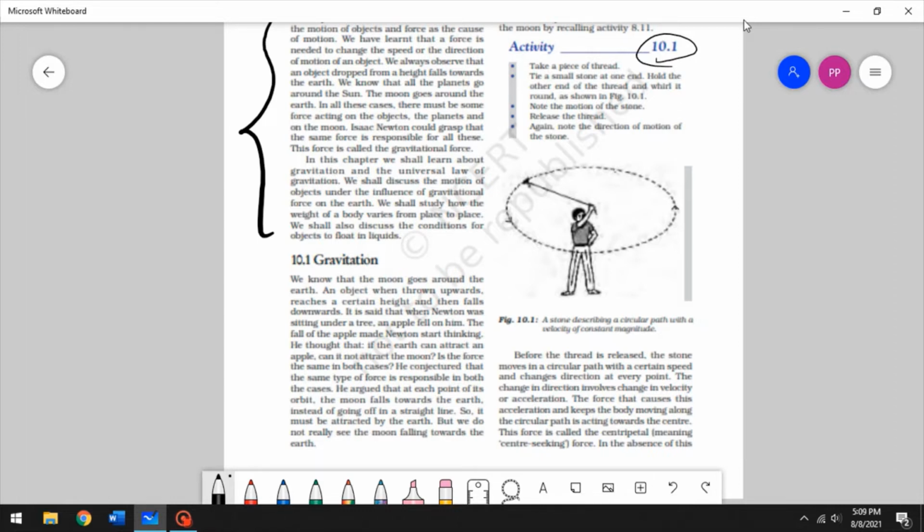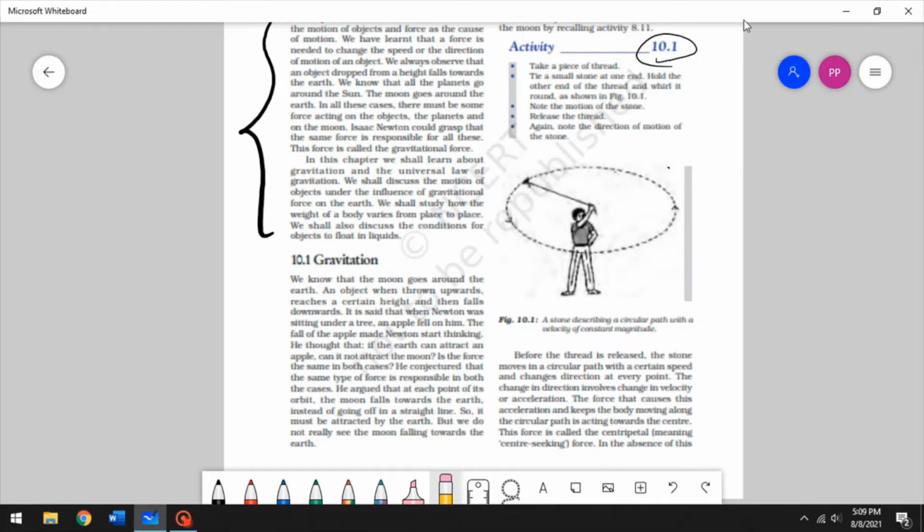Before the shot put player releases the metal ball, it moves in a circular path with a certain speed. At every point, it changes its direction. If you take point A, it's traveling like this, right? If you take point B, it's traveling like this. You take point C, it's traveling like this. So at each point, if you draw a tangent, the directions of all the tangents are different.